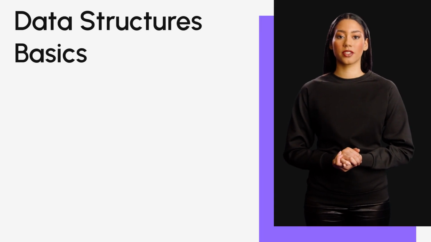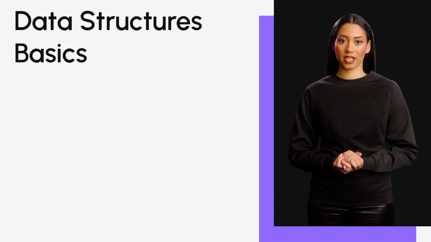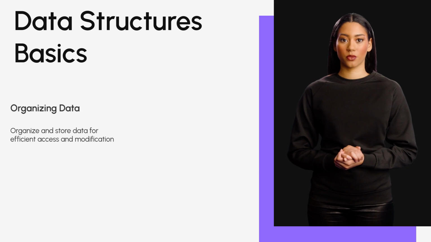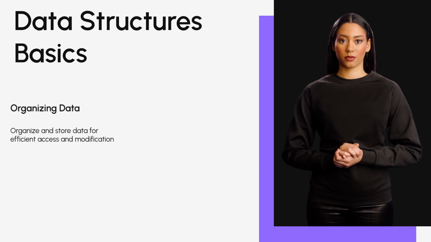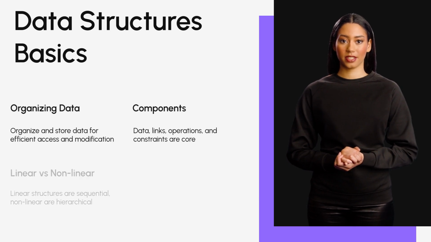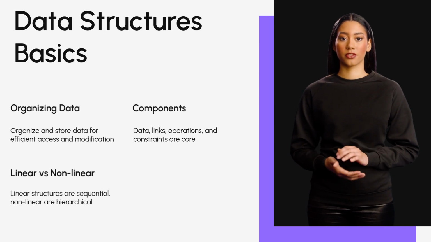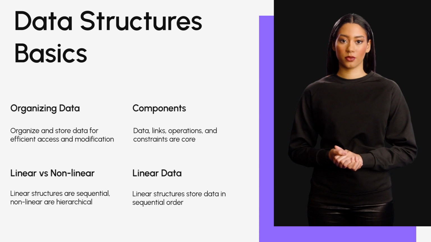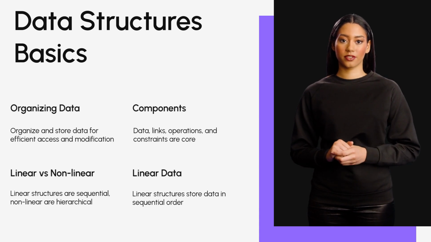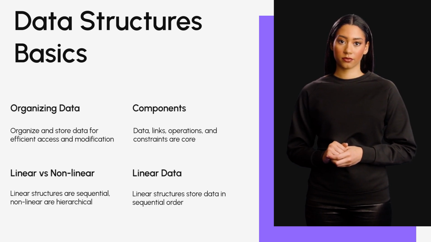A data structure is a way of organizing and storing data to enable efficient access and modification. It acts as a framework or blueprint that instructs the computer on how to work with the data. Core components include data, links or pointers, operations, and constraints. Data structures can be categorized into linear and nonlinear types. Linear data structures store data in a linear or sequential order, while nonlinear data structures arrange data in a hierarchical or interconnected way.